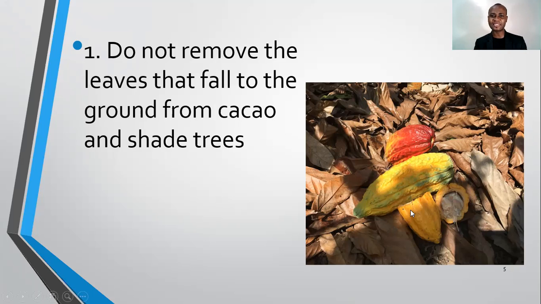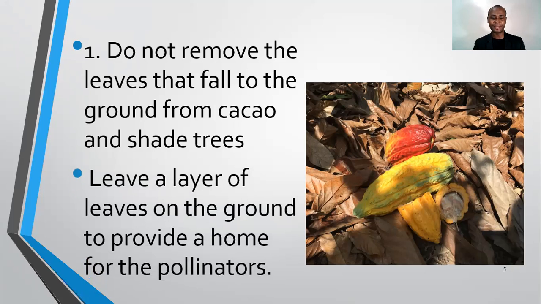There are some farmers who have the tendency of gathering all the leaves. You don't have to do that, because the eggs of the midges are in the leaves. So you have to allow them to be there. Leave a layer of leaf on the ground to provide a home for the pollinators. You have to make a home for them so that they can be happily there and multiply, and then fly up to the trees and pollinate the flowers.